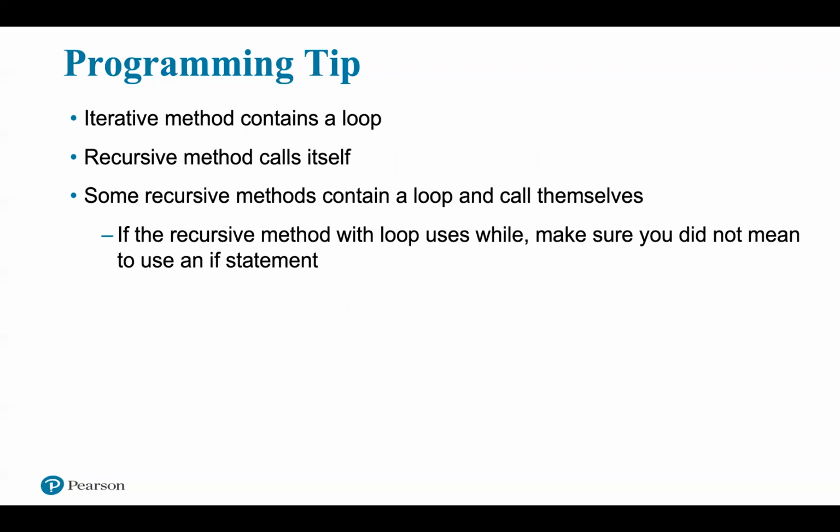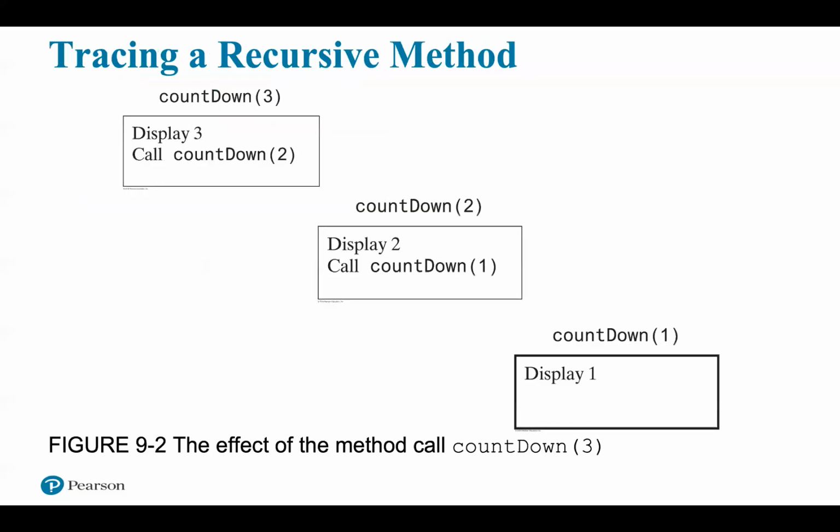So in terms of a programming tip, iterative methods contain a loop. A recursive method calls itself, and some iterative methods contain a loop and call themselves. And in terms of a programming tip for Stack Overflow, a recursive method that makes many recursive calls will place many activation records in the program stack. Too many recursive calls can use all the memory available for the program stack, making it full. As a result, the error message Stack Overflow occurs. Infinite recursion or large size problems are the likely cause of this error. So that's something you want to be aware of and careful of.